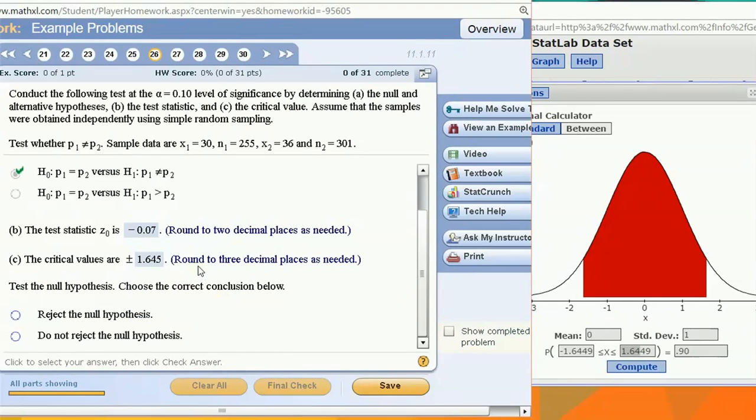Okay, well, the test statistic is between the cutoffs, so we do not reject the null. That's the conclusion we make using the classical approach.